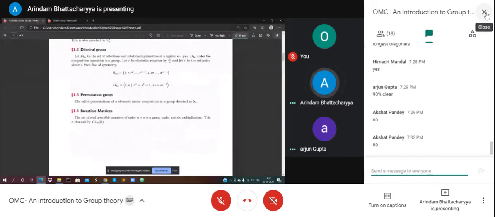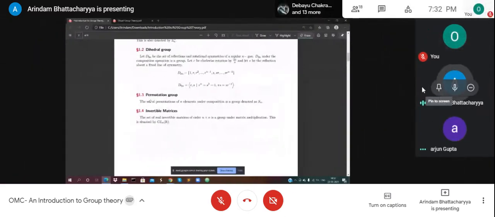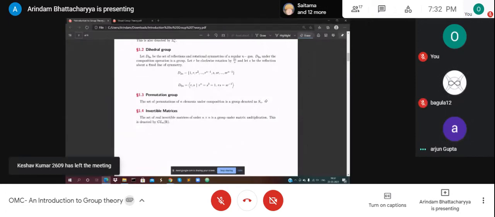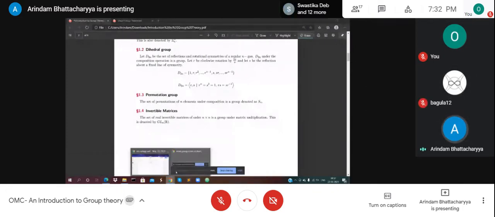Another example: the set of permutations of n elements under composition. Again, think of permutations as functions, bijections in fact, and then that set under function composition is a group. This is intuitively quite clear, right? Function composition. So let me do that.